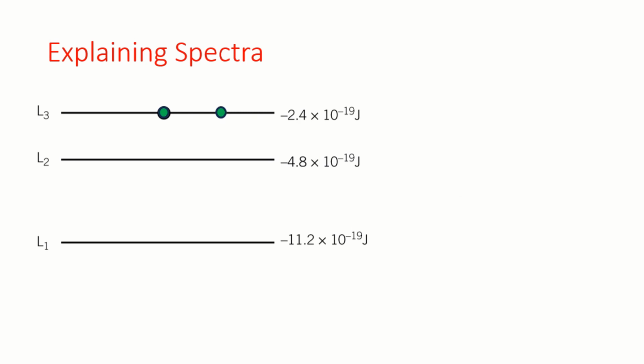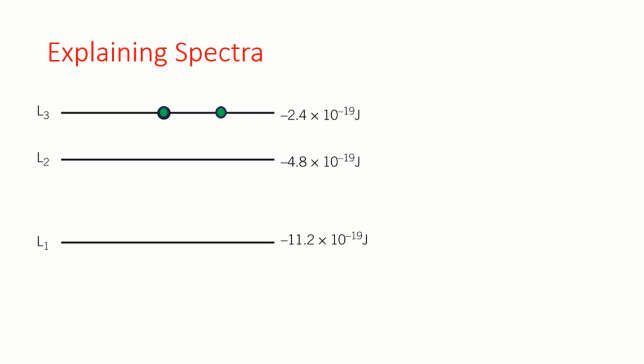We're still using electrons here, and you can see those negative numbers I talked about. Okay, so we've got three energy levels here: L3, which has minus 2.4, L2 minus 4.8, and then our final bottom one, which is the L1 state, so that'd be our ground state with minus 11.2. All of those energy levels times 10 to the minus 19 joules.